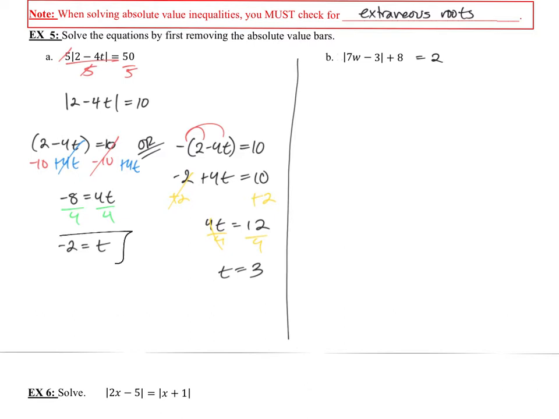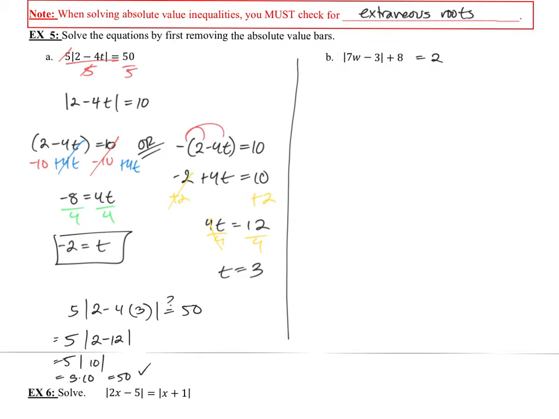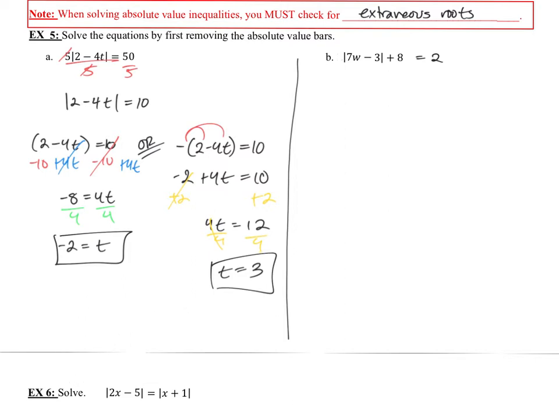That one works. Now let's check the other one. Does that also equal 50? So we get 5 times the absolute value of 2 minus 12. So that's going to be 5 times 10, which equals 50. Awesome, they both work. Sometimes what might happen is you'll end up with a different number, and most of the time if you end up with a different number, then that's what's wrong, and you would say that that's an extraneous solution.